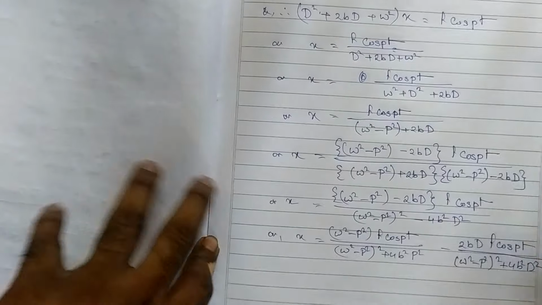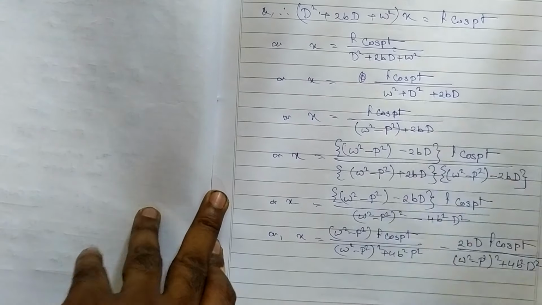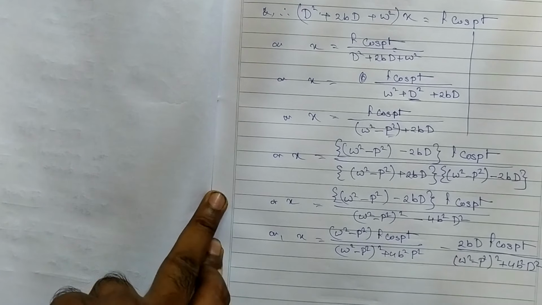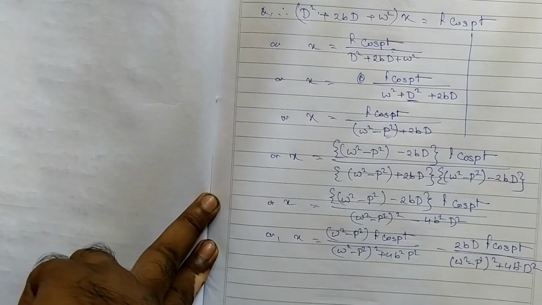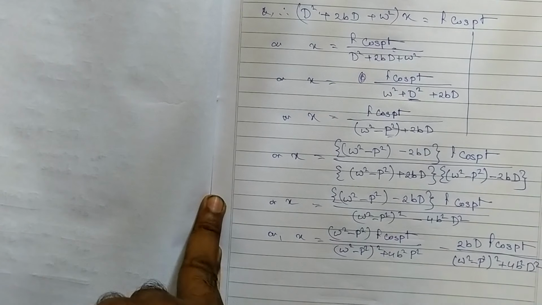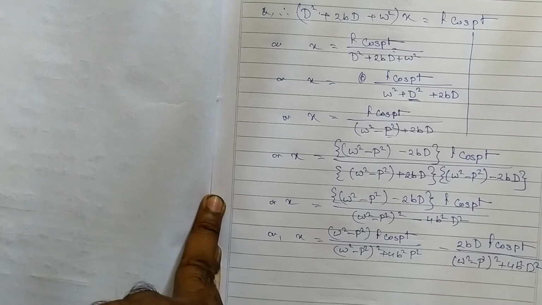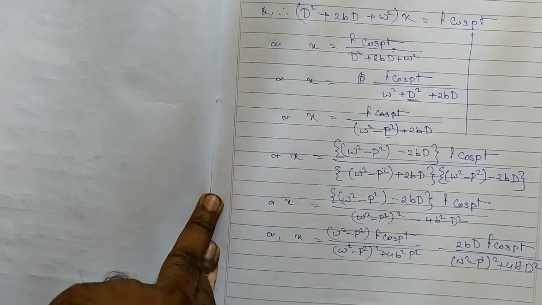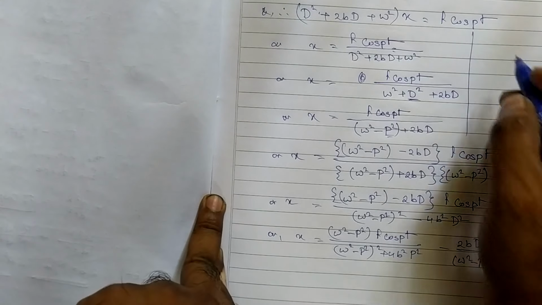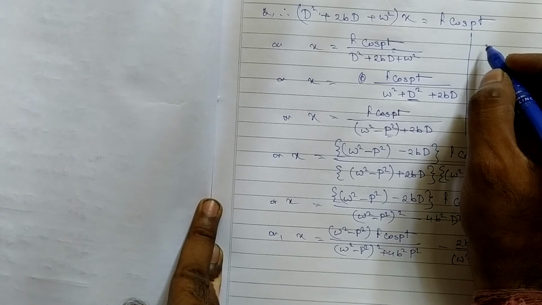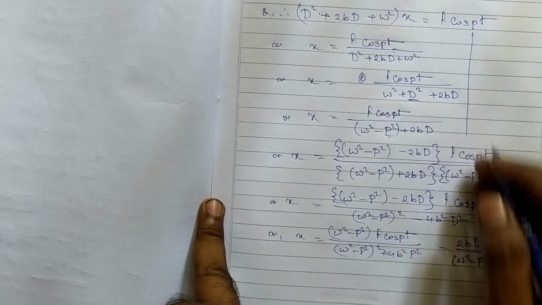Another thing is that putting d square is equal to p square. How could I get this equation from this? Because we have already chosen a solution.